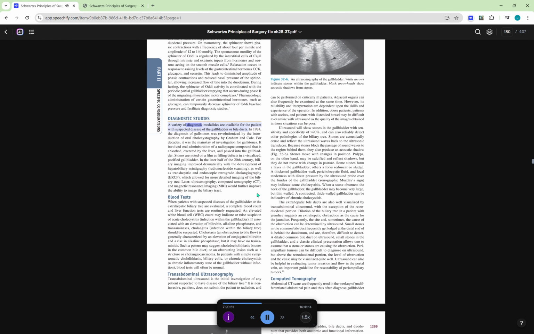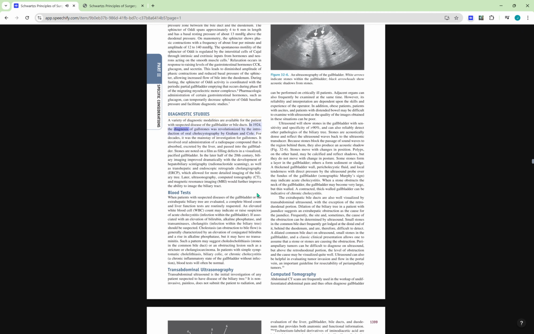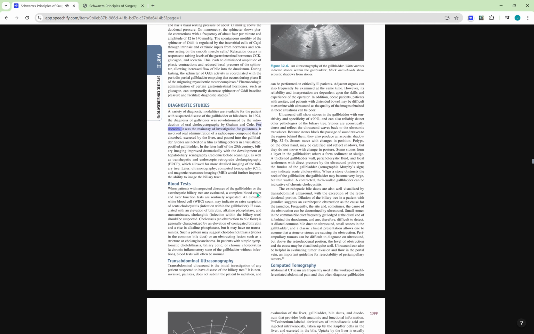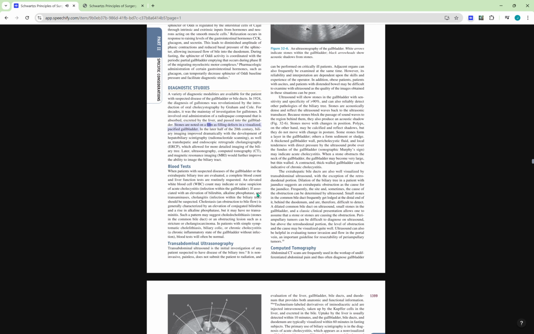A variety of diagnostic modalities are available for the patient with suspected disease of the gallbladder or bile ducts. In 1924, the diagnosis of gallstones was revolutionized by the introduction of oral cholecystography by Graham and Cole. For decades, it was the mainstay of investigation for gallstones. It involved oral administration of a radiopaque compound that is absorbed, excreted by the liver, and passed into the gallbladder. Stones are noted on a film as filling defects in a visualized, opacified gallbladder.